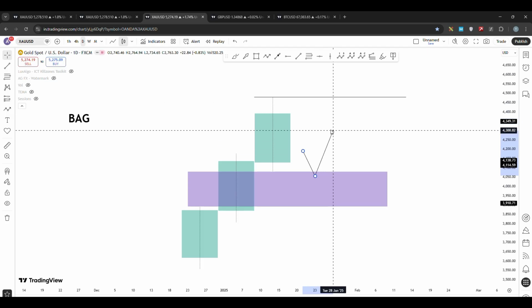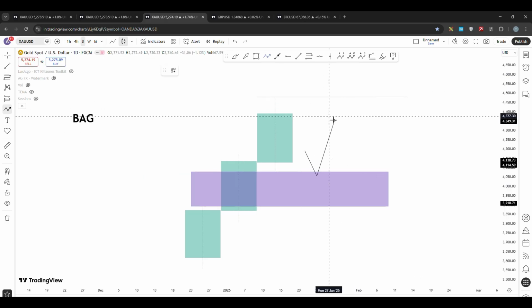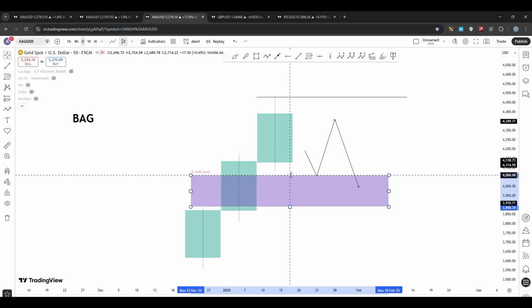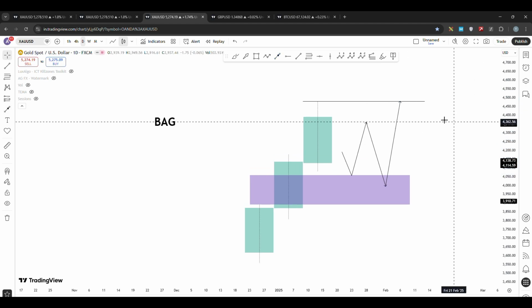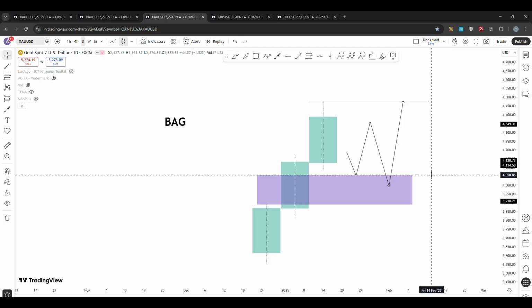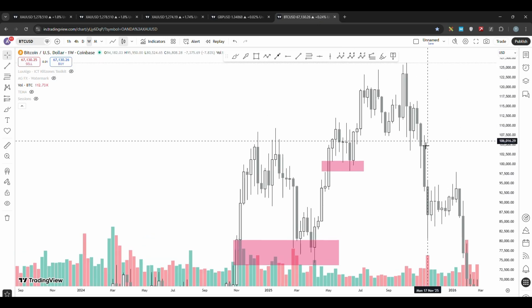Market will give a reaction from the fair value gap, but then what market will do is market will come down once again to tap the remaining fair value gap, and then market will go all the way up to target our liquidity. Now this specific kind of price action is mostly shown by Bitcoin. Let me show you some examples. So let's go to Bitcoin. Here you can see that I have already marked two examples.